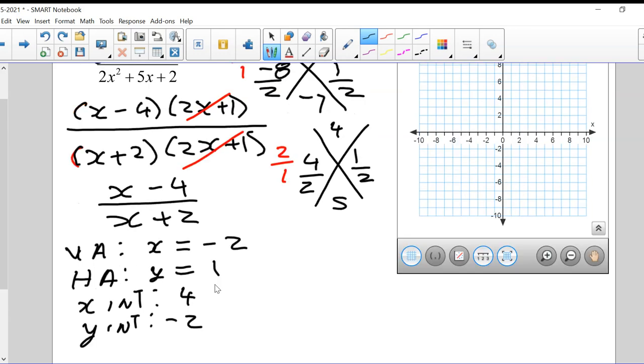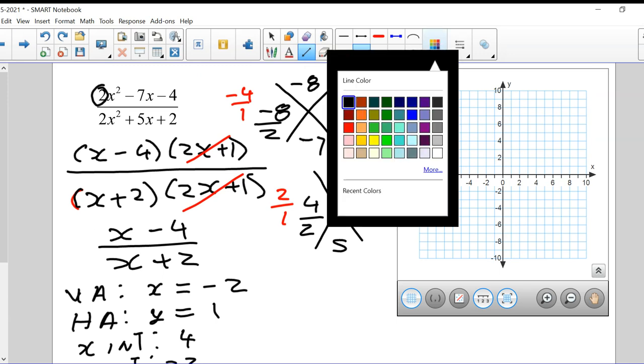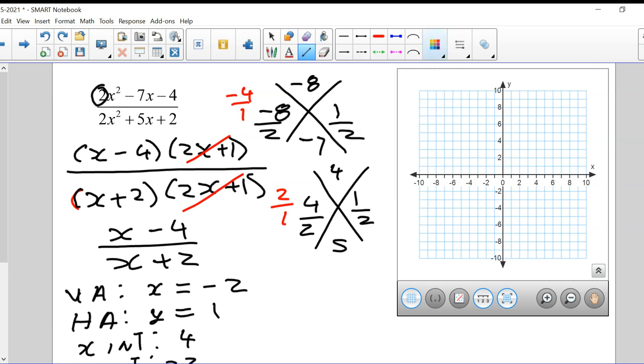So I have a pretty good idea of what I'm dealing with here. I'm going to first of all put in my asymptotes. Remember, asymptotes have to be dotted lines. When you get your summative assignment, please remember that. So I'm going to put in my vertical asymptote and my horizontal asymptote and put them in red. Here comes my vertical asymptote at x equals minus 2, somewhere around here. And my horizontal asymptote, y equals 1, somewhere around here.